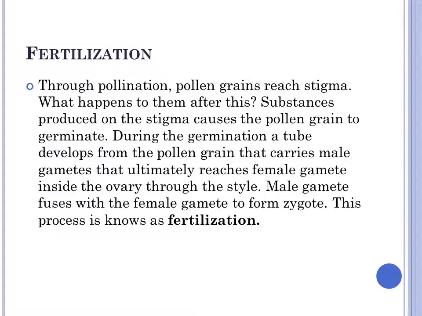Fertilization. Through pollination, pollen grains reach stigma. What happens to them after this? Substances produced on the stigma cause the pollen grains to germinate. During the germination, a tube develops from the pollen grain that carries male gametes that ultimately reaches female gamete inside the ovary through the style. Male gamete fuses with the female gamete to form zygote. This process is known as fertilization.